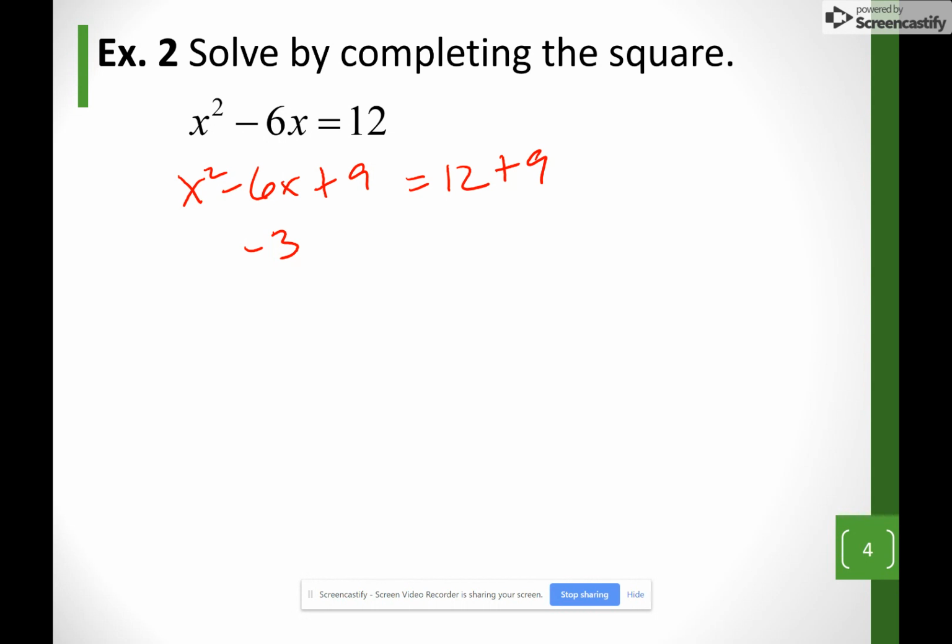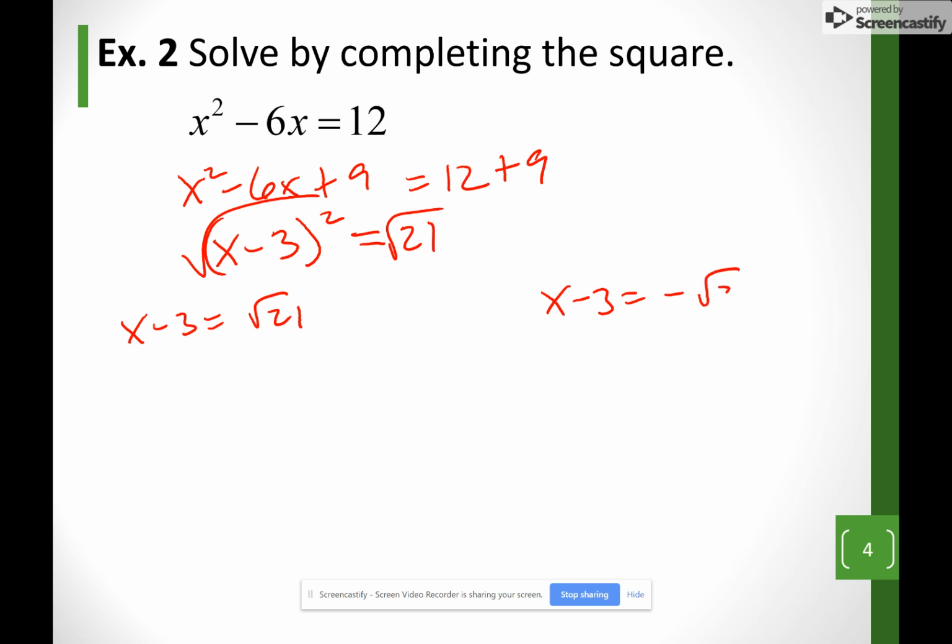The left side, x squared minus 6x plus 9, that factors as x minus 3 all squared. The right side, 12 plus 9, that is 21. So I made it a perfect square. That way, I'll be able to do the square root. So I get x minus 3 is equal to the positive square root of 21, and x minus 3 equals the negative square root of 21.